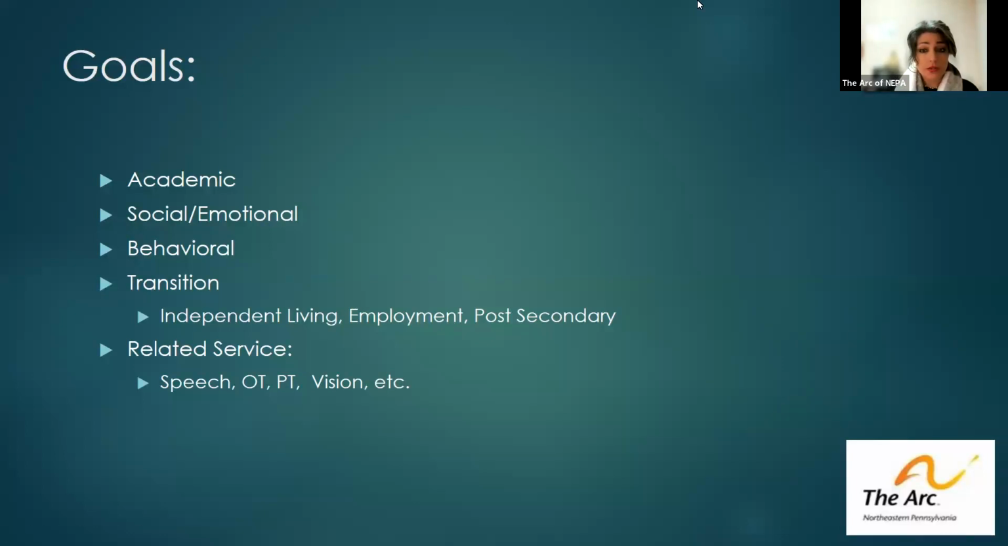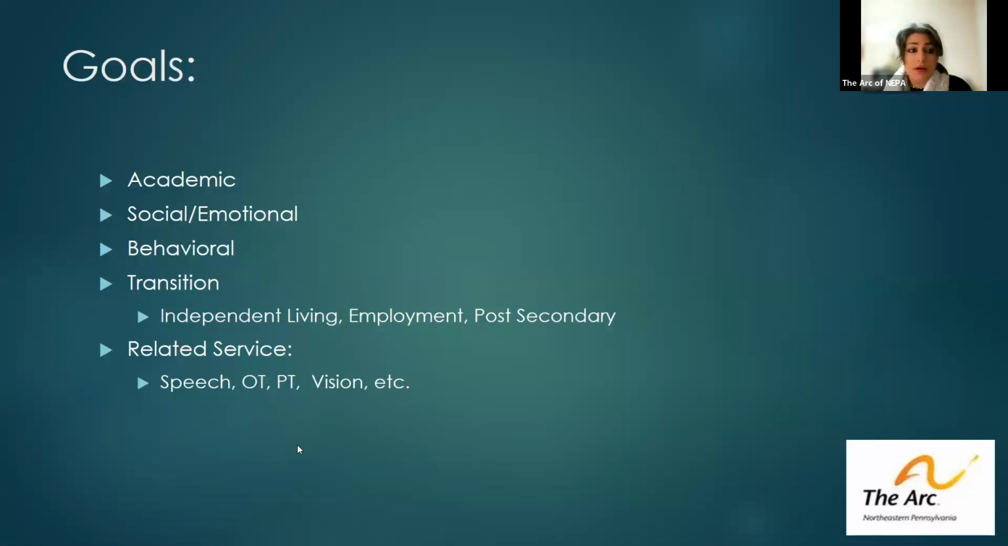Goals could also pertain to related services such as speech, OT, and physical therapy. Speech goals might include both receptive and expressive language goals. So for instance, if your child struggles to comprehend a passage that had been read to them, you might need a receptive language goal, as he or she might be struggling with auditory processing.